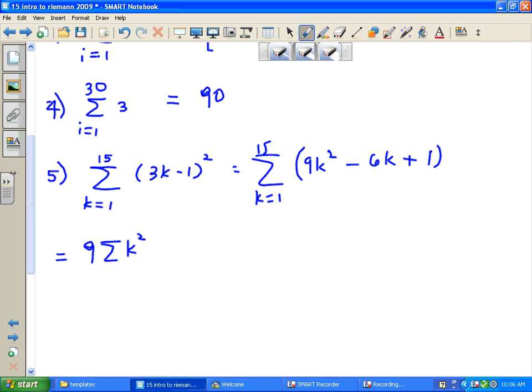The next one, distribute the summation sign and take out the constant. Then I take out the 6, so you have summation of k, as k goes from 1 to 15. And the last one, just summation of 1. In each case, k is going from 1 to 15.